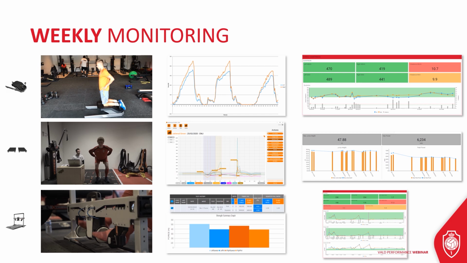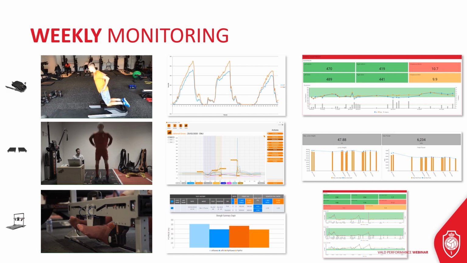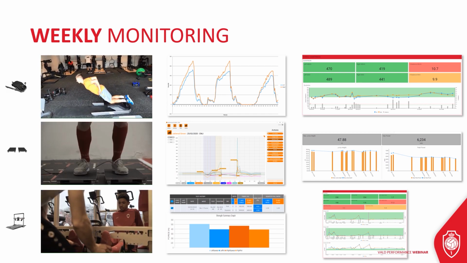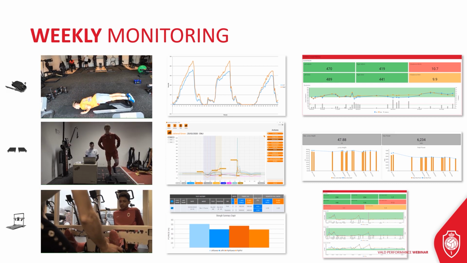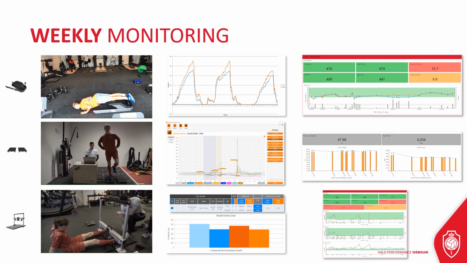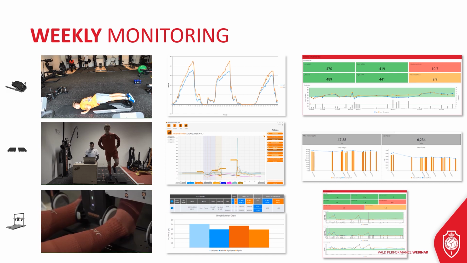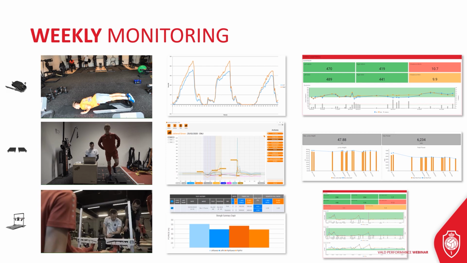Some examples. So for the Nordboard, force decks and force frame, you see the small videos, and next to the videos you see the visuals of the equipment themselves, and on the right side you see the visualizations, the dashboards we make from this data with the color coding according to our benchmarks and our thresholds.